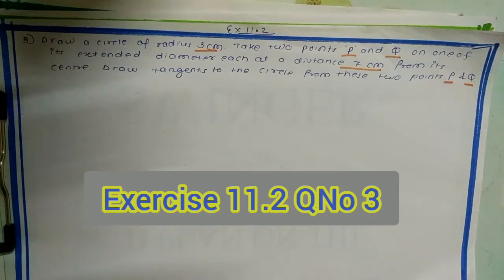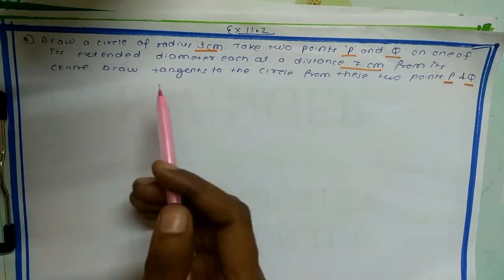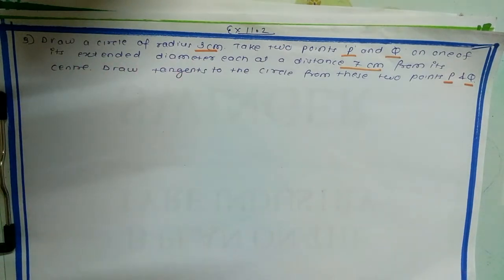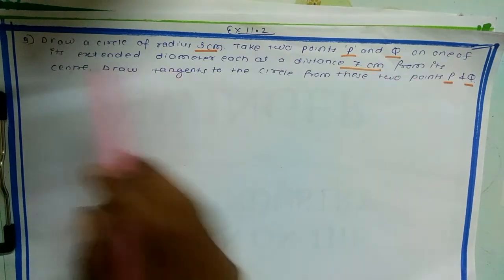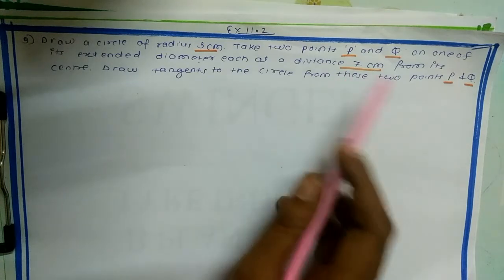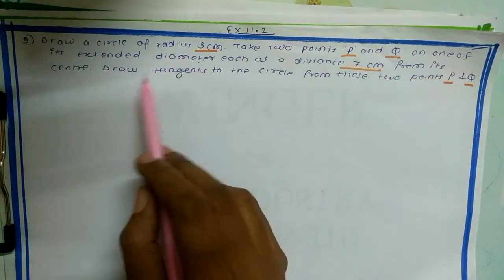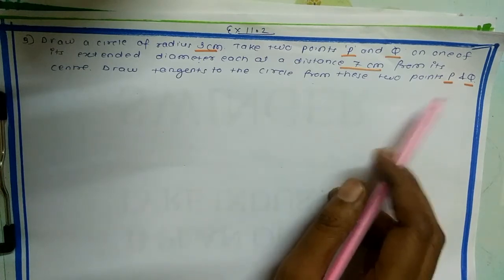Hello students, so today I am going to explain to you exercise 11.2, question number 3. The question is: draw a circle of radius 3 cm. Take 2 points P and Q on one of its extended diameter, each at a distance of 7 cm from its center. Draw tangents to the circle from these 2 points P and Q.